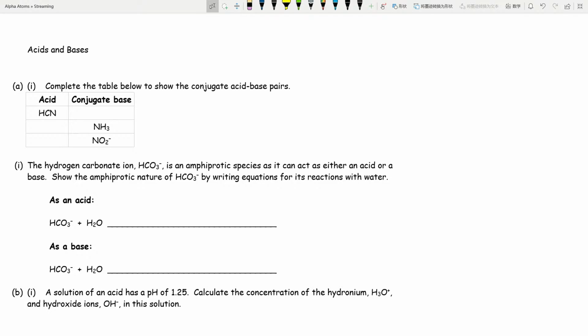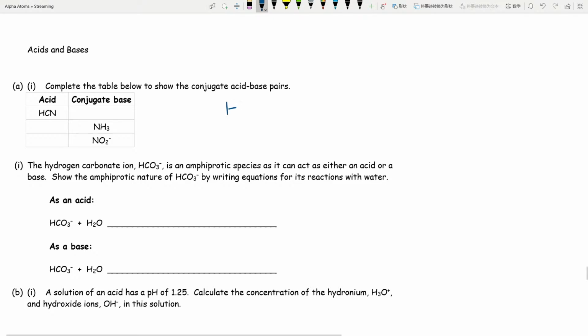All right, so let's do the last part, which is acids and bases. Again, these questions aren't from old exams, so just make sure that you understand the concept. So, acids and bases.